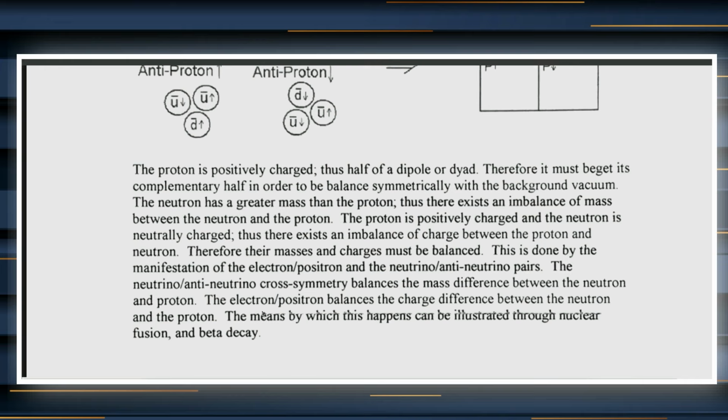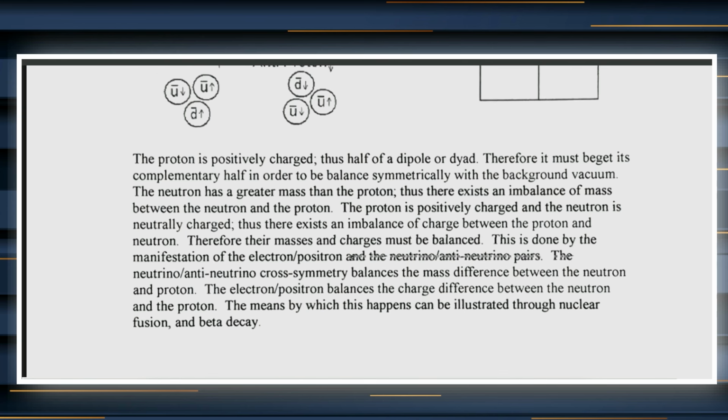This is done by the manifestation of the electron-positron and the neutron-antineutron pairs. The neutron-antineutron cross-symmetry balances the mass differences between the neutron and proton. The electron-positron balances the charge differences between the neutron and the proton. The means by which this happens can be illustrated through nuclear fusion and beta decay.